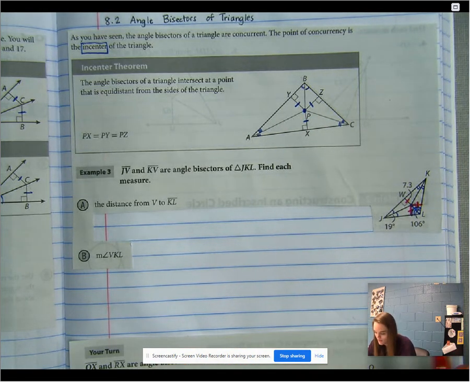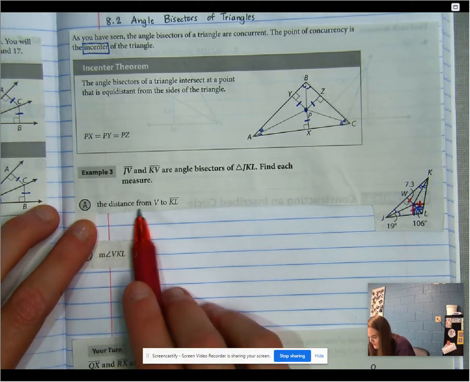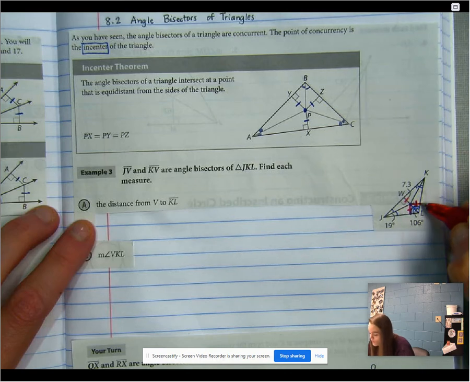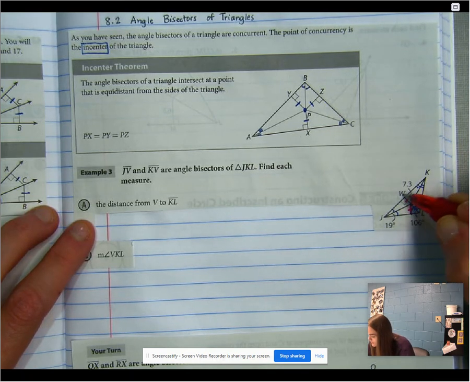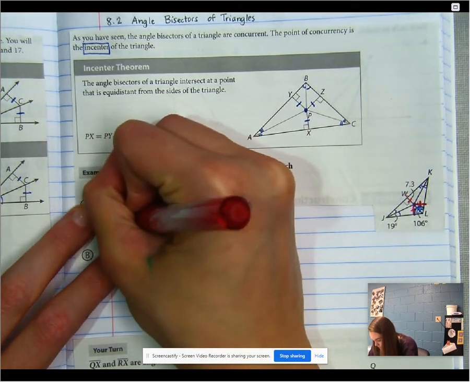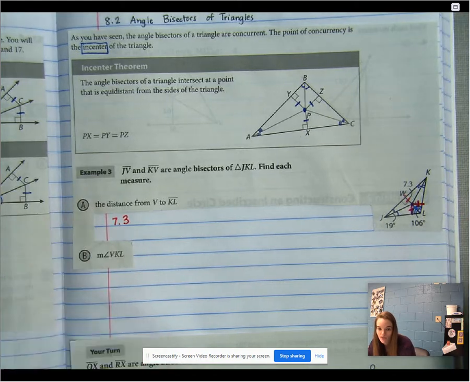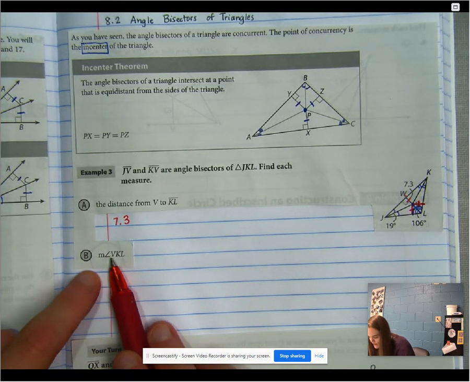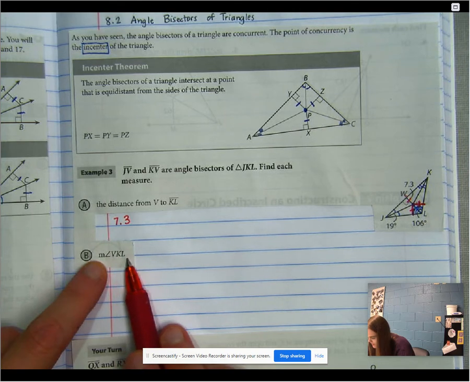We can do that. Letter A, the distance from V to KL. Well, we just drew that. It is congruent to V to W, so it is 7.3. So sometimes we're going to have to draw extra pieces. That's okay. All right. B, the measure of angle VKL.